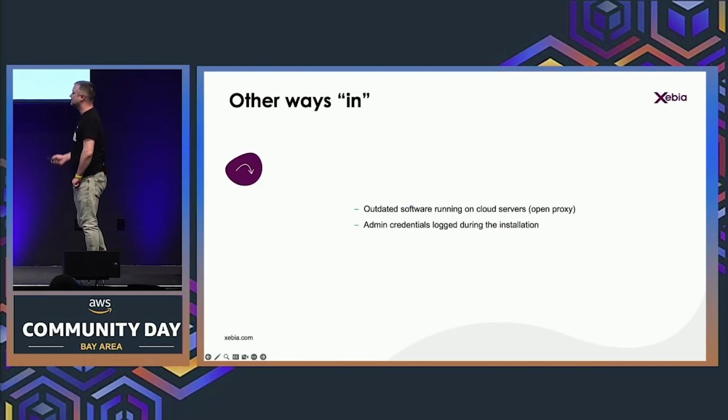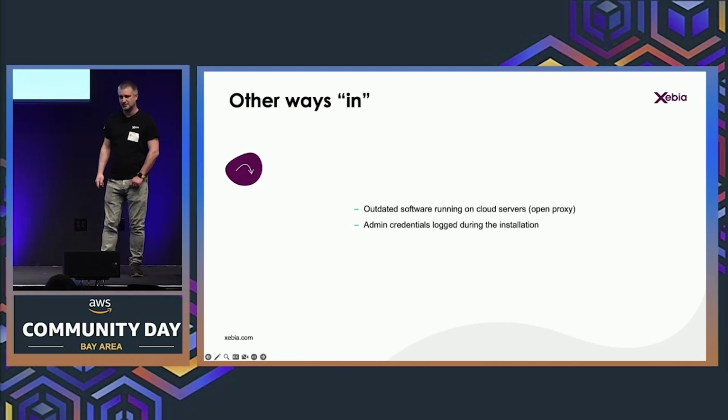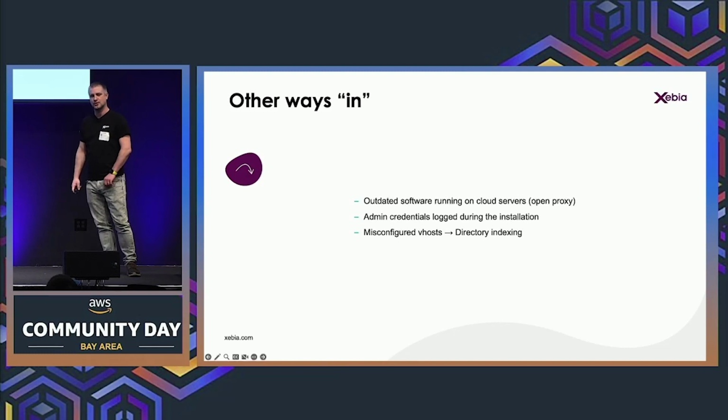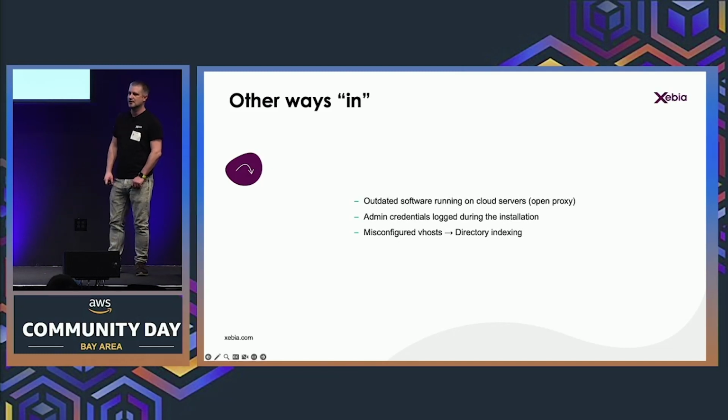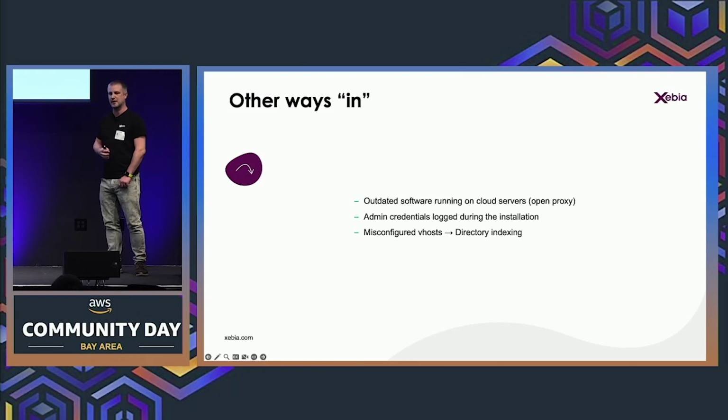Next one, admin credentials logged during the installation. Again, this is Jenkins. I was asked to audit someone's AWS account. They gave me read-only access, so I checked that there are some EC2s in public subnets. One of them is Jenkins, but I don't have credentials to log in there. So I went through all services they were using. One service that they were using was CloudWatch. In CloudWatch logs, I found the full log of the installation of Jenkins, last lines. This is the login and password for Jenkins.